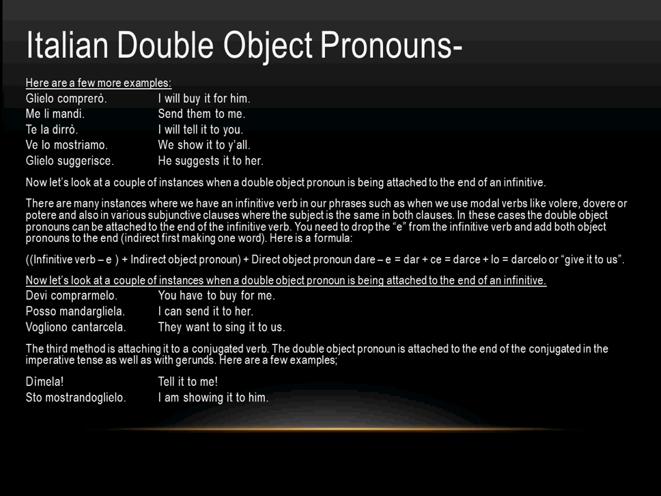Or, sto mostrandoglielo. I am showing it to him. Mostrando, sto mostrando being I am showing. You don't drop the O off of the gerund in this case. You leave it right there and you just add the glielo right to the end, it to him. So we have sto mostrandoglielo.